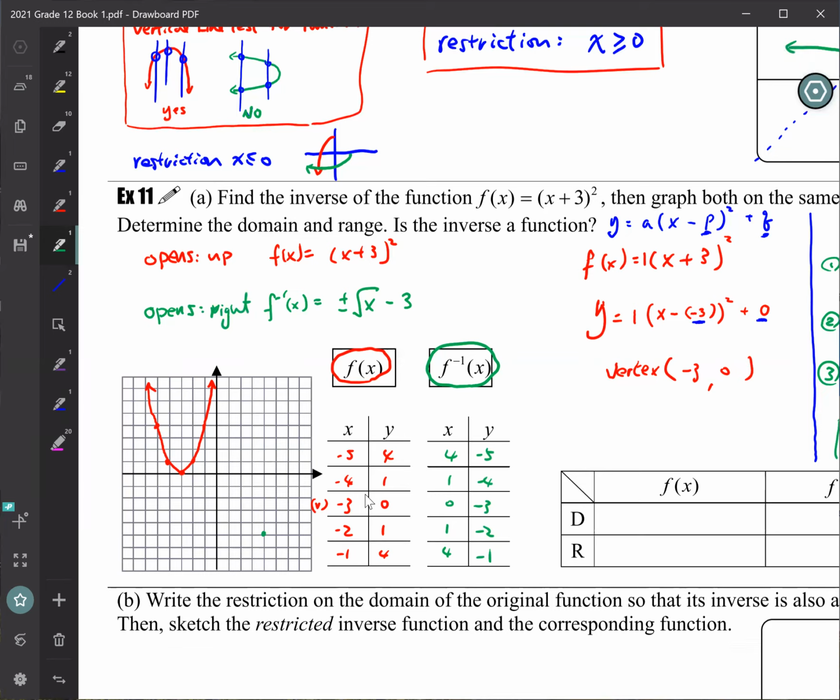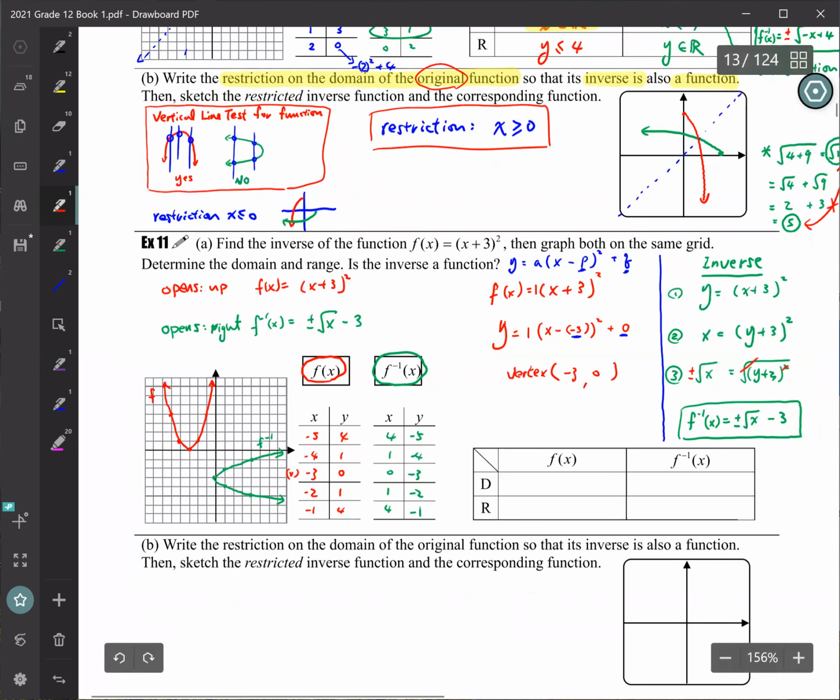Yeah, 1, -4. Here, here, here, and here. Right, so it goes this way. So this one's inverse, you can label your graph, and this one's original, okay? Now domain range, okay? Once again, please complete that table for the domain range and raise your hand.